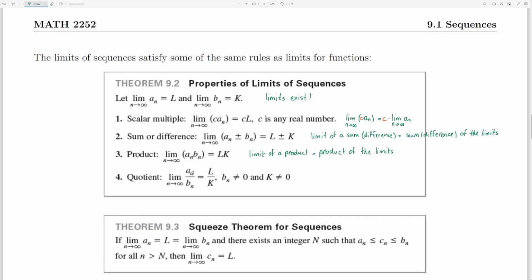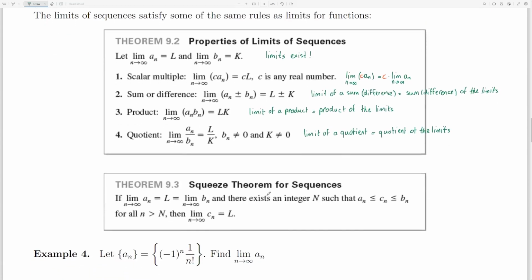Also, the limit of a quotient is the quotient of the limits, provided that the limit on the bottom is not equal to 0.